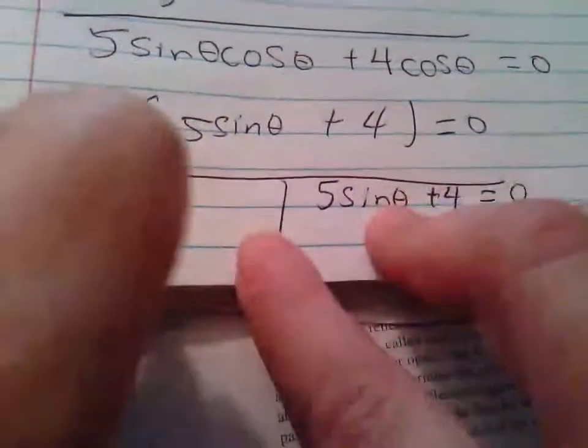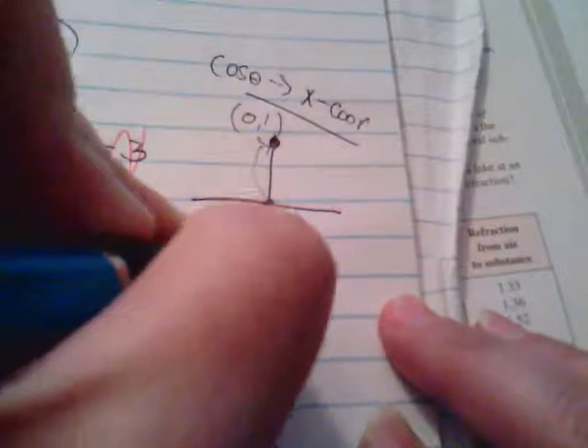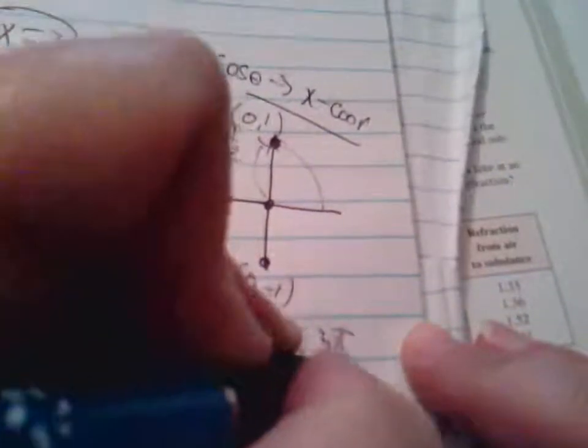In other words, if I think about what cosine is, remember cosine is my x coordinate. Let's put it in everyday words for you. Which value is my x coordinate 0? Up here and down here. Think about that ordered pair. What's that ordered pair? 0, 1. What's that ordered pair? 0, negative 1. And what angle is this? It's 90 degrees or pi over 2. What angle is this? 270 degrees or 3 pi over 2.